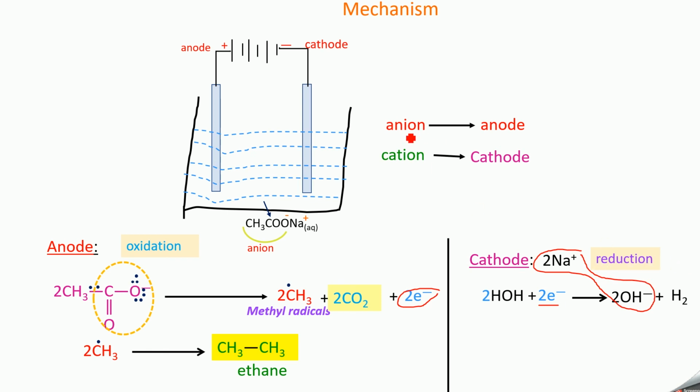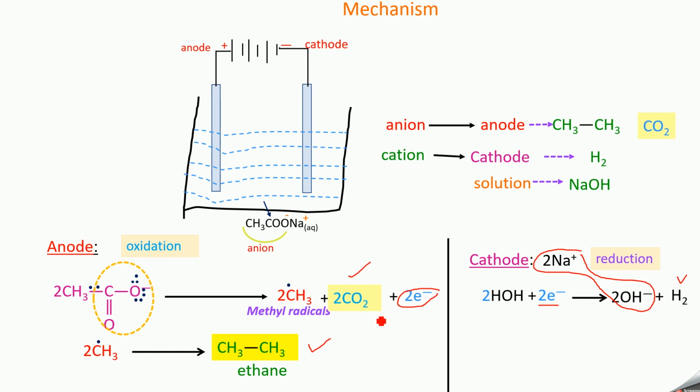Now here we can say, at the anode there is a formation of ethane and carbon dioxide. So you are getting carbon dioxide and ethane. At the cathode, hydrogen is formed. Now in the solution, you have sodium hydroxide. So at the anode, we are getting ethane and carbon dioxide. At the cathode, hydrogen. In the solution, we have sodium hydroxide.